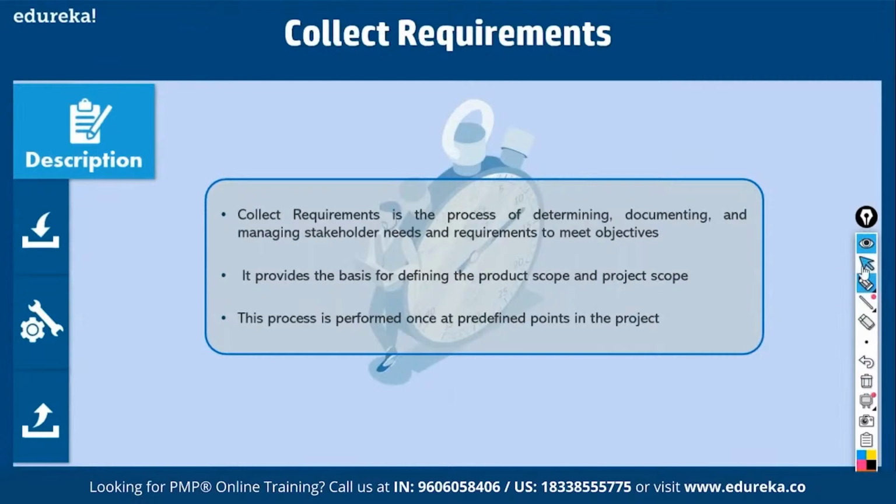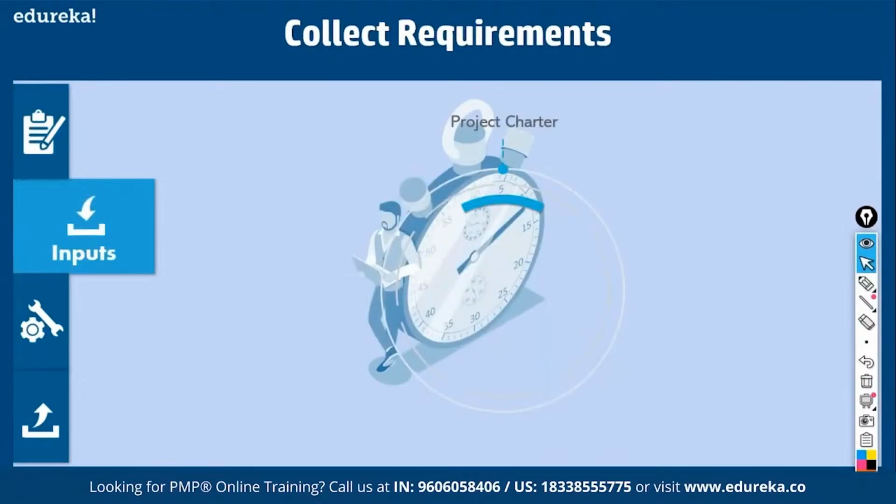Okay, so let's see the inputs, outputs, and the tools and techniques for this process. So when you say requirements, what exactly are requirements? The basic input for this is the project charter, isn't it? But before that, let me tell you what requirements are. A requirement could be a business requirement. These are very high level business requirements, like we should improve our market share by 10%. We should be the market leader. The rate of efficiency should improve by 50%. Turnaround time should come down by 10%. Very high level business needs. So those are also requirements, right?